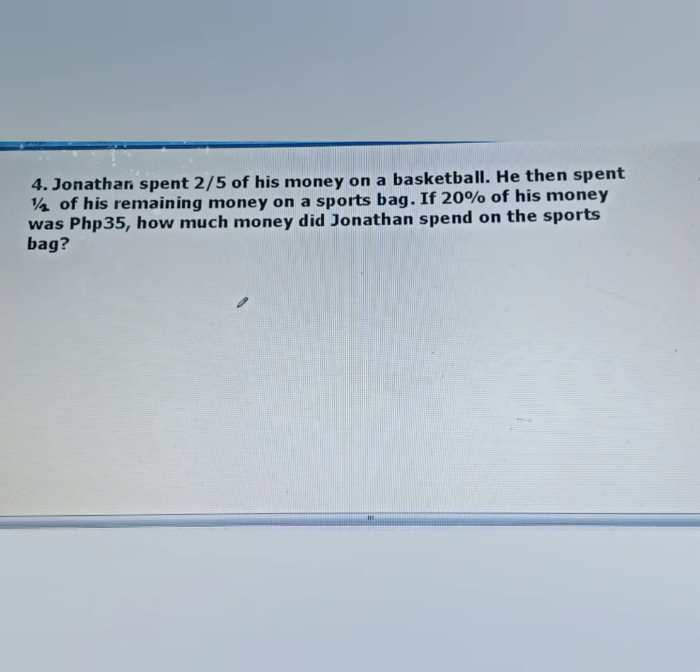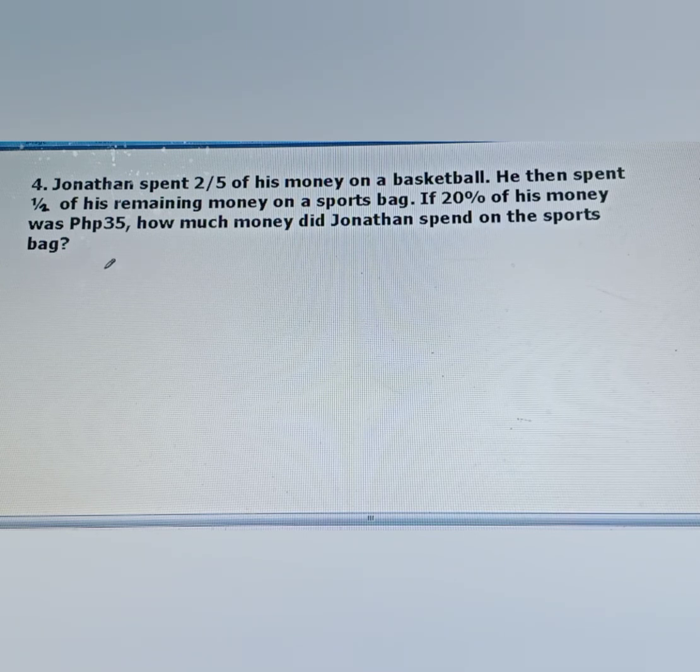Okay, this time, let's solve problem number 4. It says, Jonathan spent 2/5 of his money on a basketball. He then spent 1/2 of his remaining money on a sports bag. If 20% of his money was 35 pesos, how much money did Jonathan spend on the sports bag?